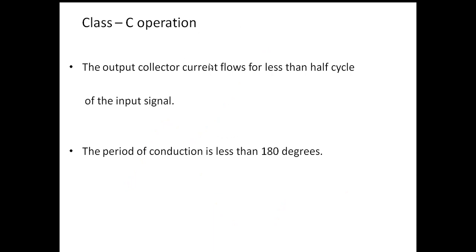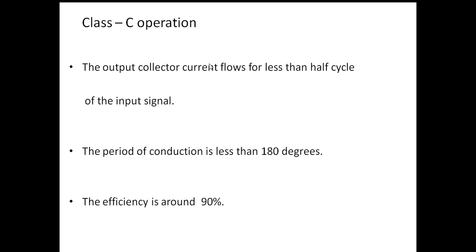Class C operation. The output collector current flows for less than half cycle of the input signal. Less than half cycle means less than class B. Okay. The period of conduction is less than 180 degrees, means between 0 and 180, but less than 180. 0 to less than 180 degrees. If the output signal consists only of 0 to 180 degrees, then this comes under class C. The efficiency is increased here, around 90%.